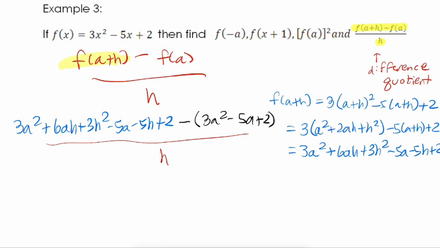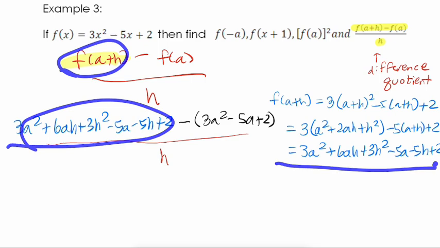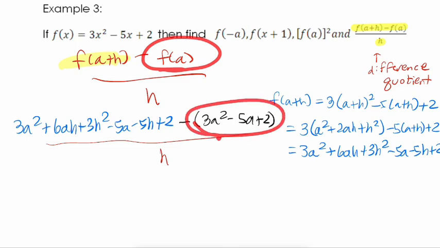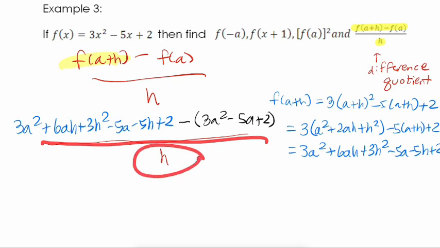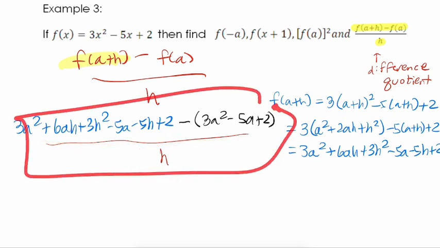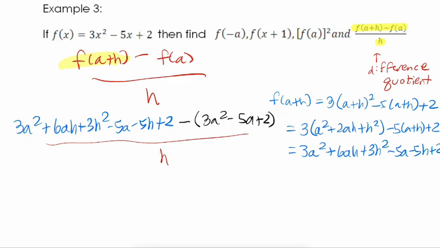Okay, so let's go over what I did. F of a plus h went here. F of a is here. Just take out the x's, put in a's. And then it's all over h. Does everybody see where I'm at this point? Okay, so next, distribute.